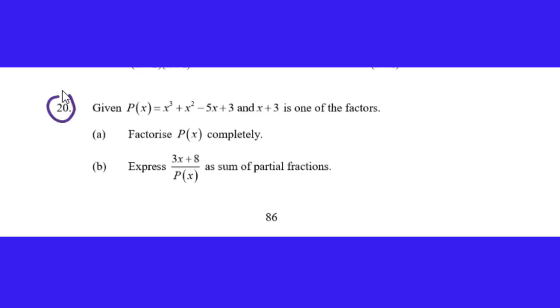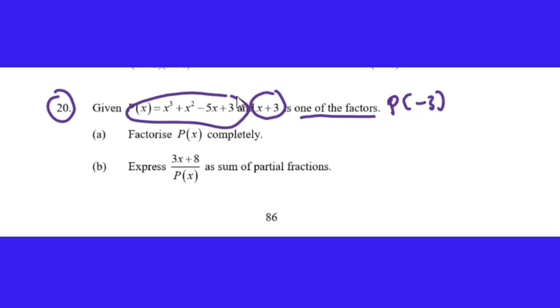Number 20. Given P(x), a polynomial, x plus 3 is one of the factors. One of the factors means if you substitute negative 3 into this polynomial, the remainder is 0. Factor, 0, one of the factors. Factorize completely means the polynomial is cubic.